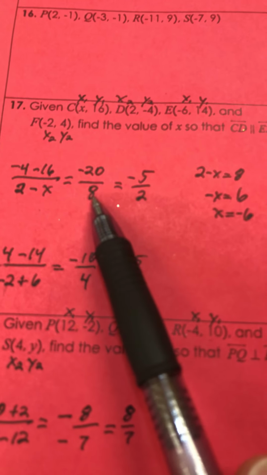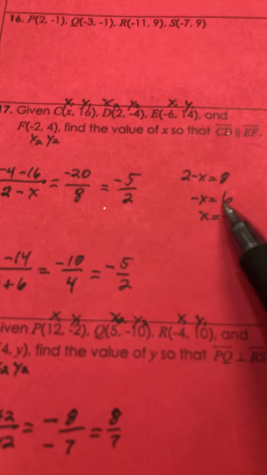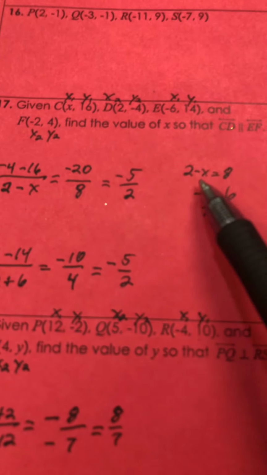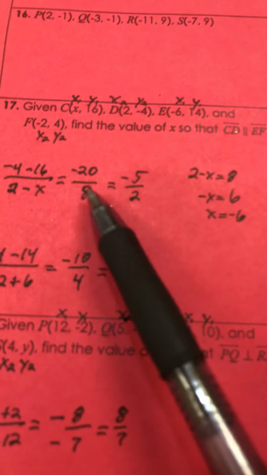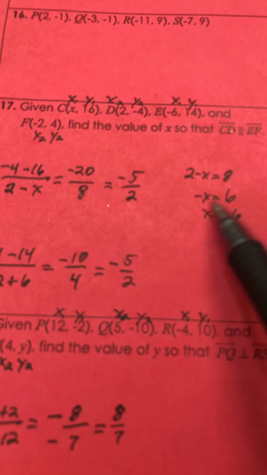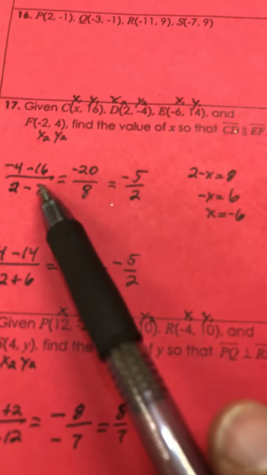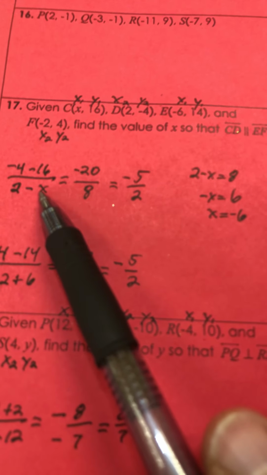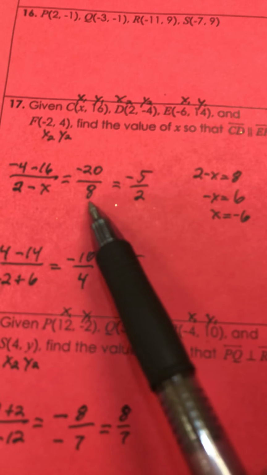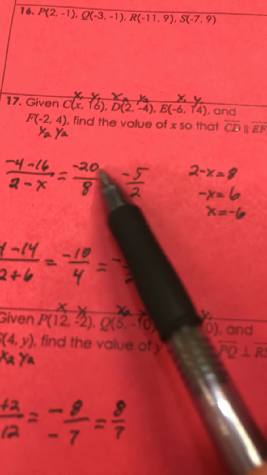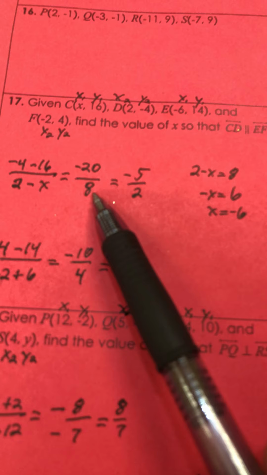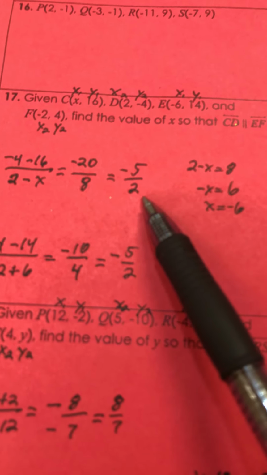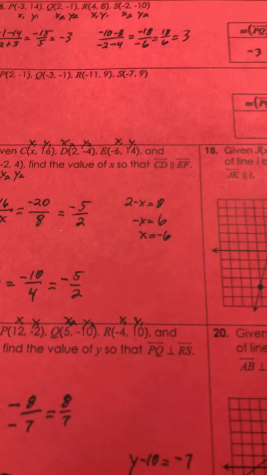And so in order to get this 8, I figured out that I'm going to need a negative 6 in there for that x. Because 2 minus x would have to equal 8. And so I just solve for x, and I get negative 6. So that makes sense. 2 minus a negative would be plus, so 2 plus 6 gives you 8. And so that's negative 20 divided by 8, or negative 20 over 8 simplifies to the negative 5 over 2. And so we're good to go with that one.